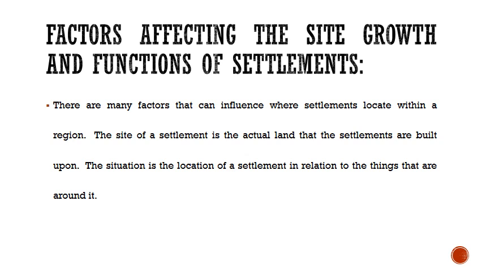Factors affecting the site, growth and functions of settlement. There are many factors that can influence where settlements locate within a region. The site of a settlement is the actual land that the settlement is built upon. The situation is the location of the settlement in relation to the things that are around it.